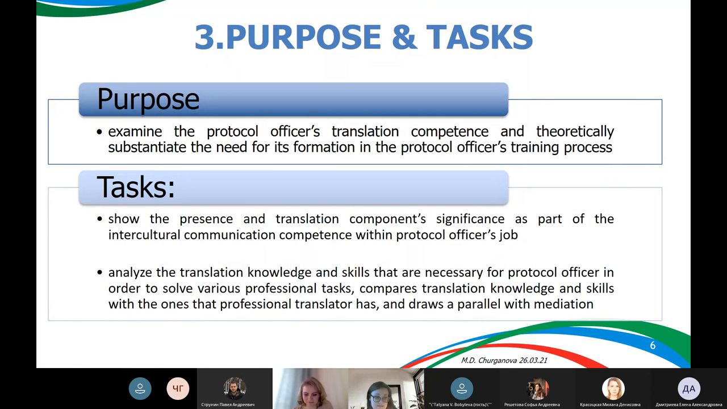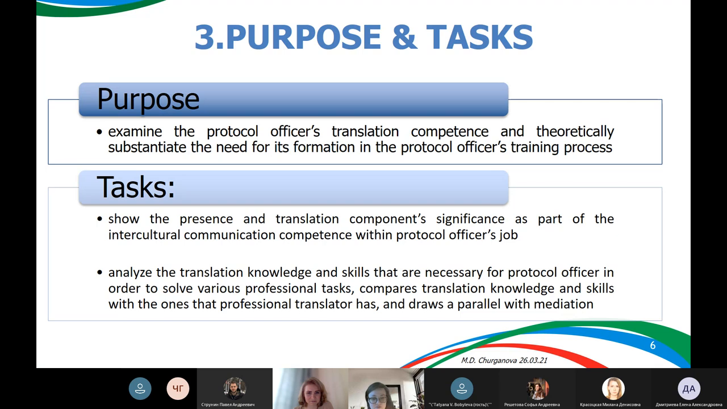The purpose of the study is to examine the protocol officer's translation competence and theoretically substantiate the need for its formation in the protocol officer's training process. Here are the tasks that can help us show the presence and significance of the translation component as a part of the intercultural communication competence within the protocol officer's job.